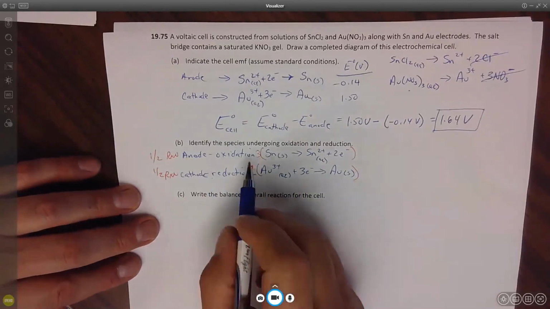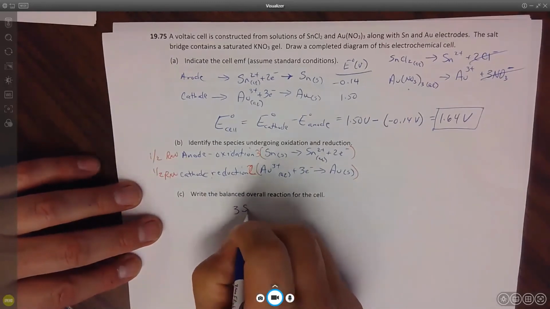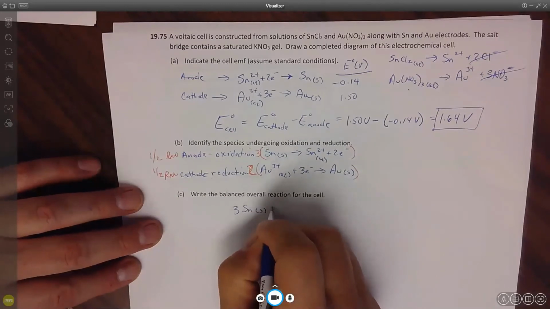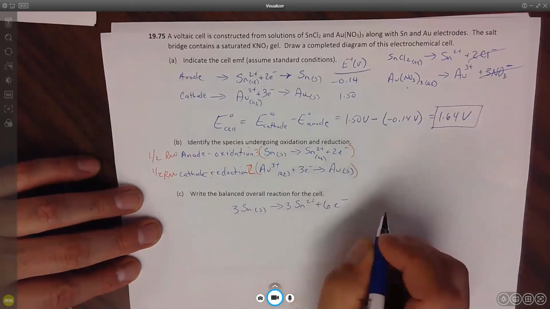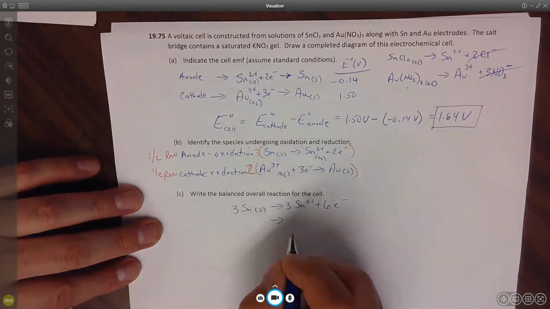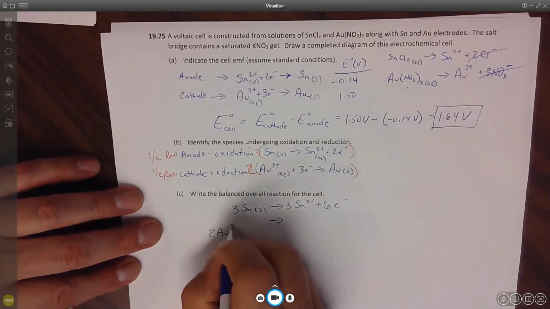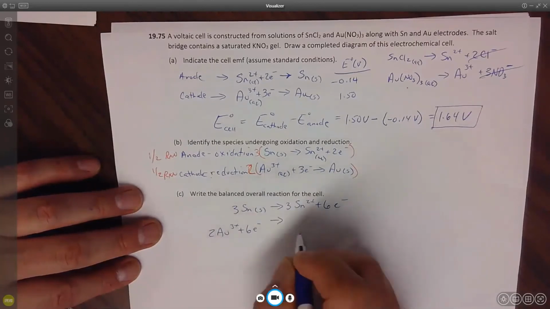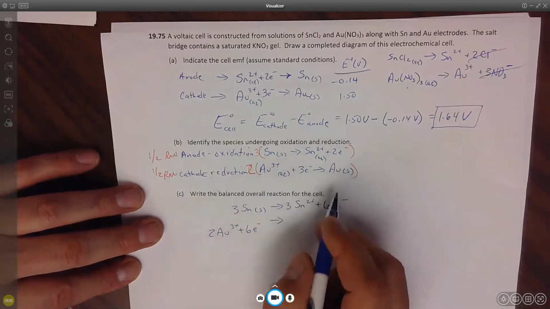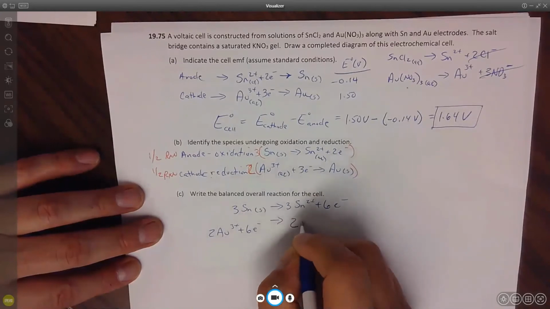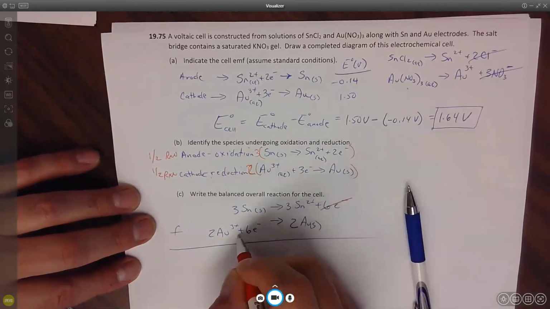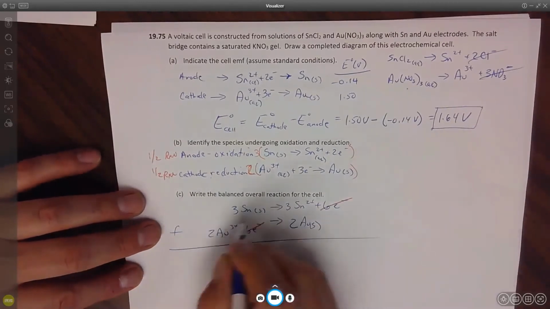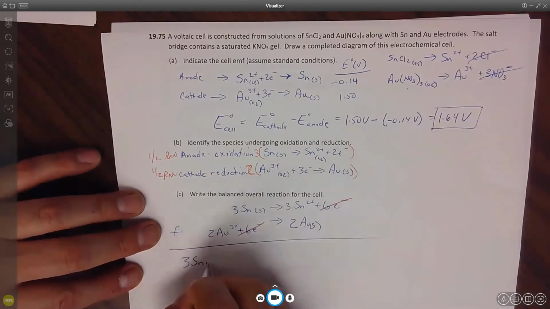Okay, so now multiply through, so I have 3 tin solid going to 3 tin 2 plus and 6 electrons. And then for the other one, I have 2 gold 3 plus and 6 electrons going to 2 gold solids. Okay, and now I can add them because the electrons are going to cancel, and I'd simply bring down what was left.